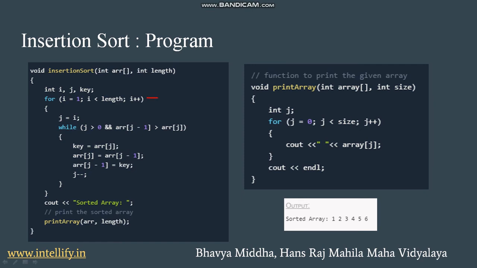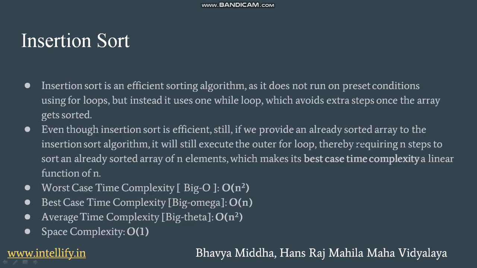Then in the insertion sort function, the combination of for loop and while loop is used that sorts the array, which is then printed. These lines of code help in sorting the array, and then the sorted array is printed using the print array function. This print array function here is used to print the given array, and in the output we have the sorted array as the result.